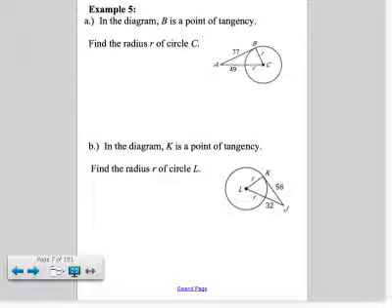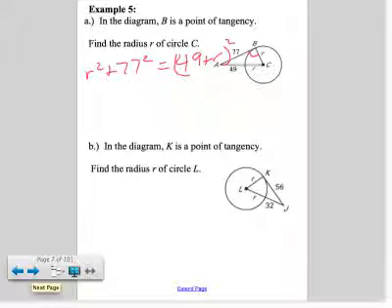It says in the diagram, B is a point of tangency. Find the radius of circle C. So again, if I know that AB is tangent, then I know that this has to be a right angle. Okay, they're telling me it's tangent. And so now what you have is the Pythagorean theorem, right? R squared plus 77 squared equals, rewrite that, equals, and then I have 49 plus R quantity squared.